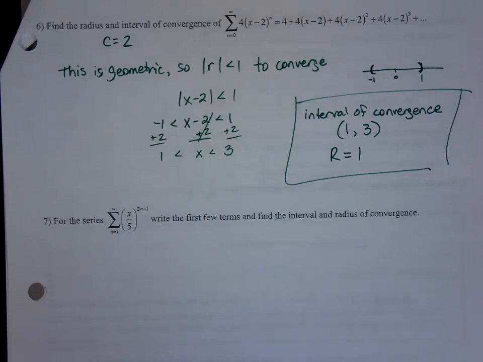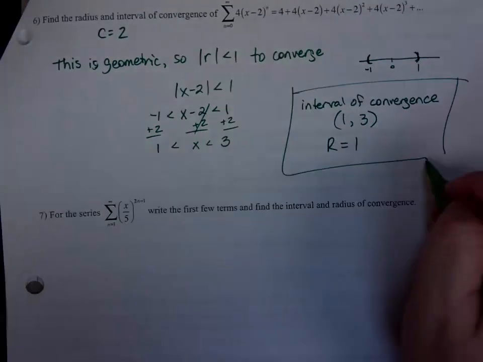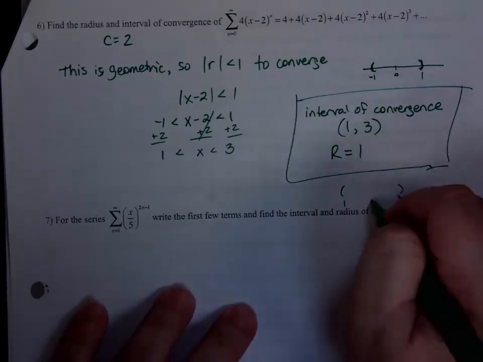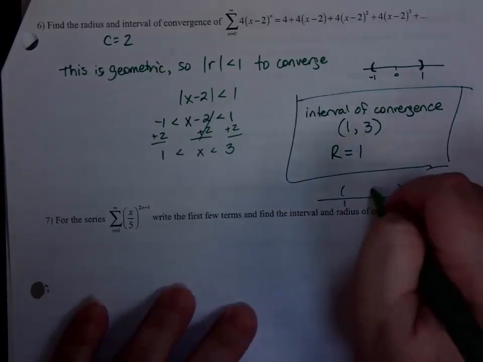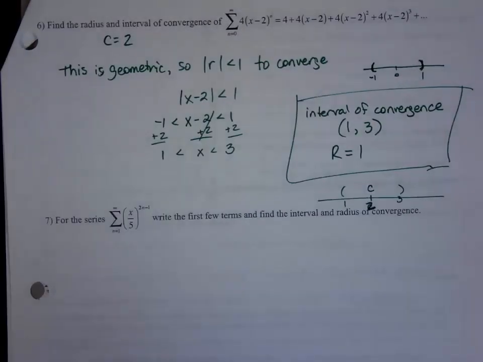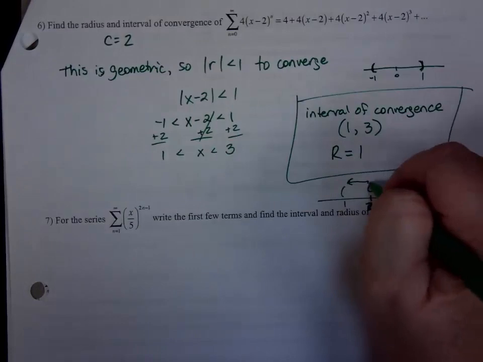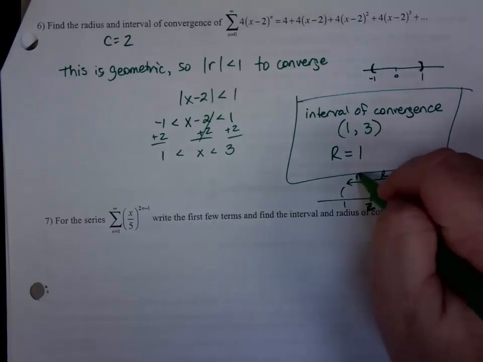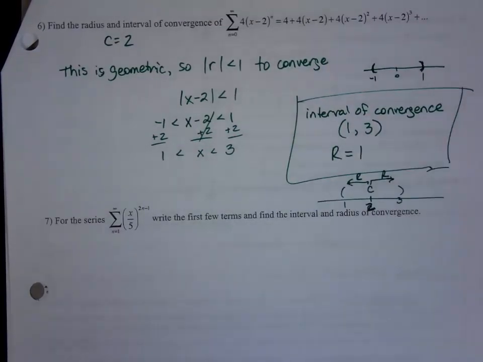Question: can you explain why R is 1 again? Okay. So if you graphed it, my interval of convergence is from 1 to 3, and my center is at 2. How far is it that way and that way? 1 unit. That's why R is 1. That's what R is defined to be. R this way, R that way. Questions?